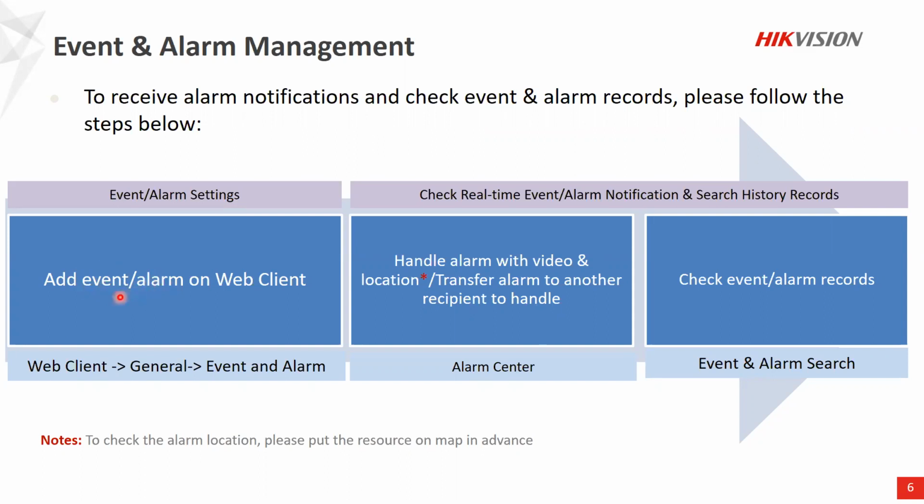But there's a small difference in the configuration between these two, which we'll show you a little bit later. So this we need to configure on the web client, which is the administrative type of interface of HIK-xample directly on the server. And then we can look at the real-time event and alarm notifications and obviously searching of history records, which is very important. This we're going to do in the alarm center, which is basically the screen that the operator has got. And then the event and alarm search, we can do on both the web and control clients.